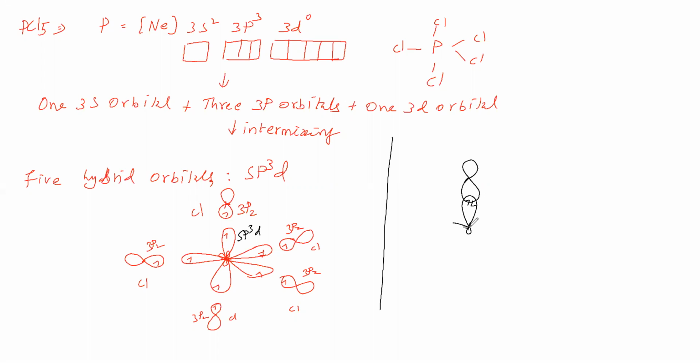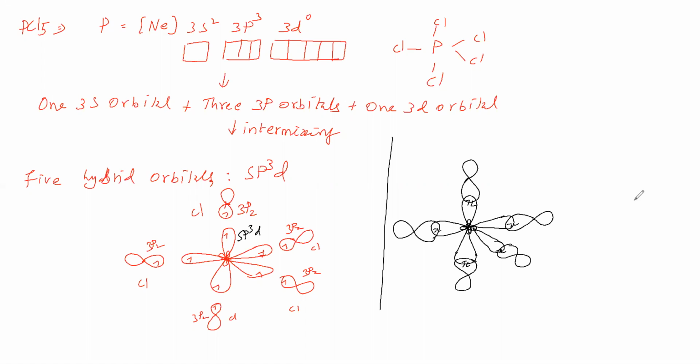Then next we will write this is sp3d and this is 3p of chlorine. Here, bonding electrons. Next, sp3d of phosphorus and 3pz of chlorine, bonding electrons. Next, sp3d of phosphorus and 3p of chlorine. Next orbital, sp3d of phosphorus and 3pz of chlorine. Here we have given bonding electrons.